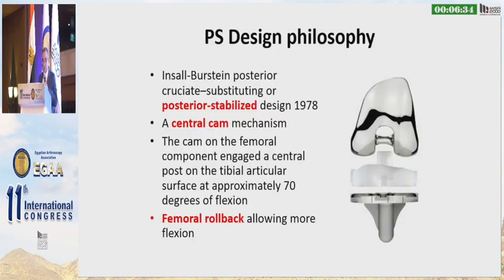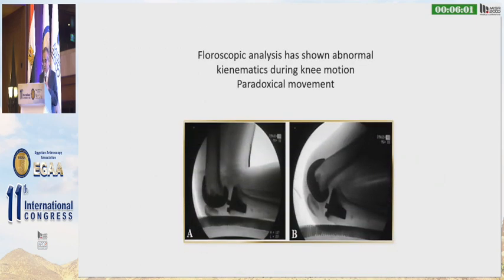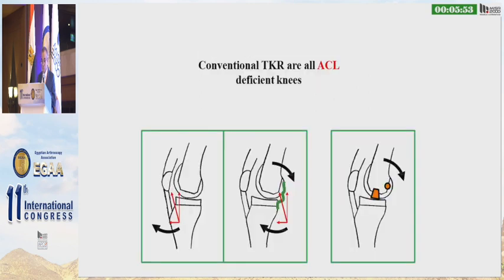The PS design philosophy, like Insall-Burstein posterior cruciate-substituting designs of all the companies, has a central cam, and this central cam will allow for femoral rollback. The problem of the PS is that when implanted, the rollback, which is why it was designed, does not occur. And usually there is a paradoxical movement, which is a slide forward. Fluoroscopic analysis has shown abnormal kinematics during knee motion, which is the paradoxical movement.